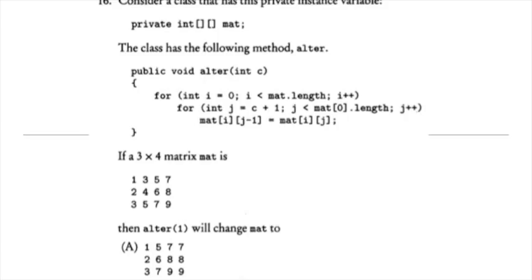And it will stop at the index next to the last one. So if a 3 by 4 matrix mat is as follows: 1, 3, 5, 7. This is the first row. The second row is 2, 4, 6, 8. Third row is 3, 5, 7, 9. And then alter 1 will change mat to what?